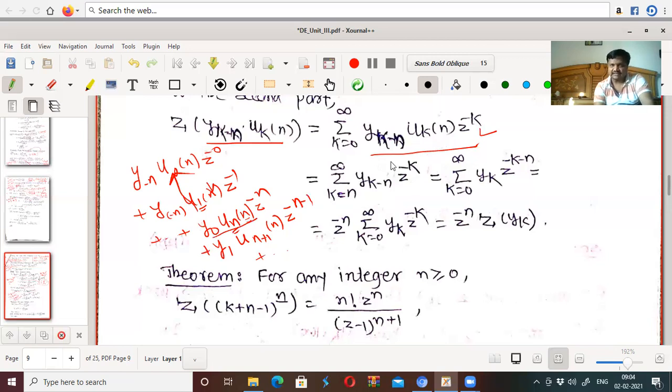because in that case, u_k(n) is 1 for k greater than or equal to n and 0 for k less than or equal to n minus 1. So up to k equal to n, u_k(n) will be 0. It will be 1 only for k equal to n and onwards. So for k equal to n and onwards, it becomes y_(k-n) times 1 times z^(-k).